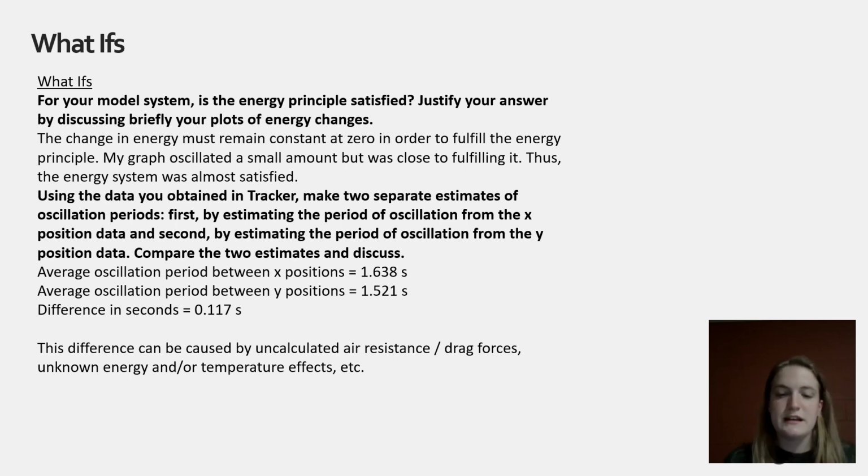And then also just kind of going into the periods of the oscillations. Between the x positions, it was 1.638, and between the y positions, it was 1.521. And as you saw in the graphs, the x positions weren't exactly relative to the actual one, and the difference in seconds was 0.117. The difference can be caused by errors such as air resistance or drag forces, the unknown energies, and temperature effects, etc.